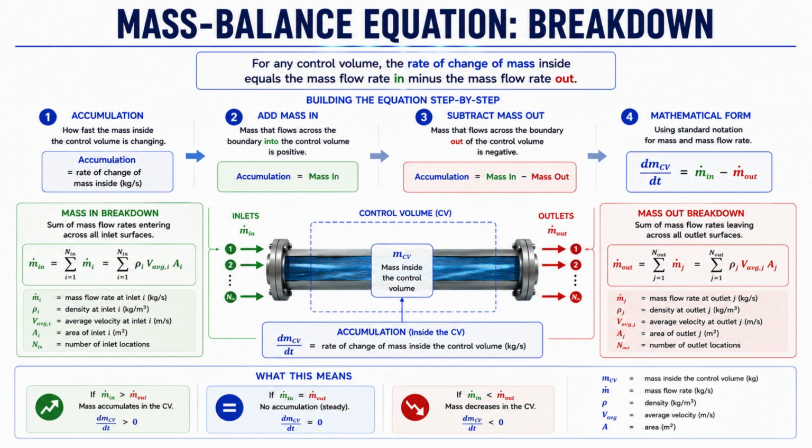Now consider the special case of steady flow. If the amount of mass inside the control volume never changes, then the accumulation term becomes zero. That means the mass entering the control volume must exactly equal the mass leaving it.